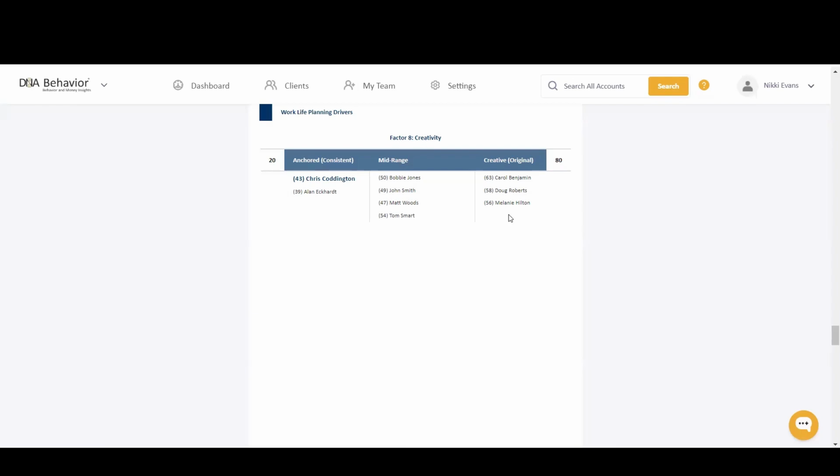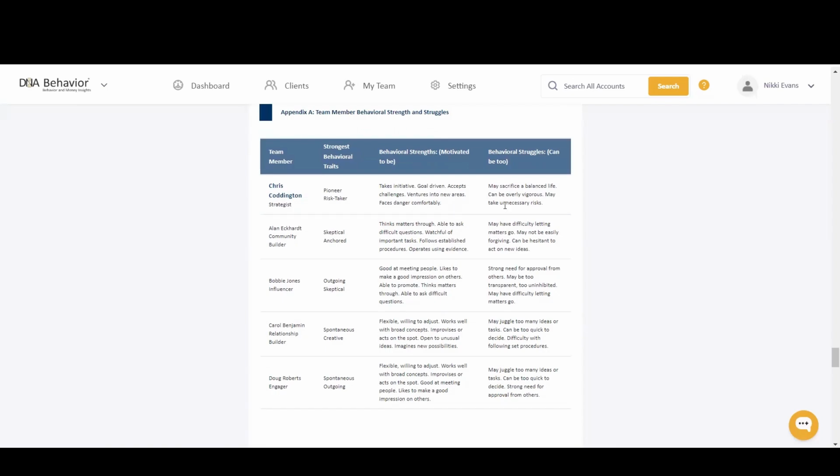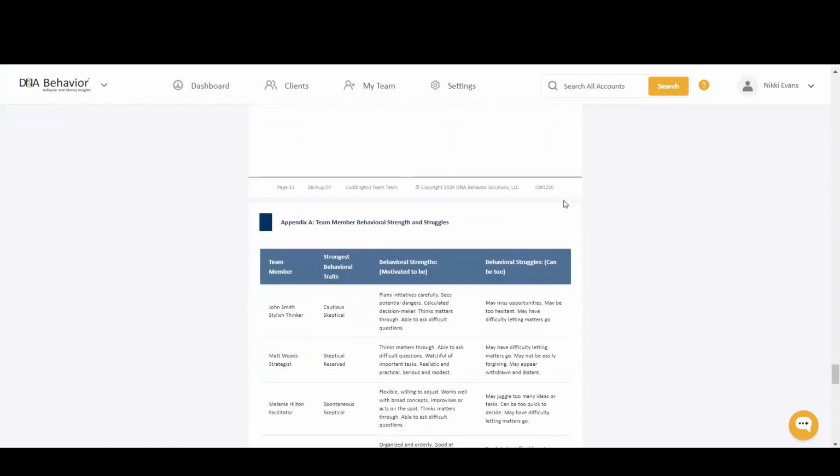So as you get more comfortable describing each of these traits, you can talk through how they might show up. And then I also prepare by looking at where might their strengths and struggles be. Again, based on their top two behavioral traits, you'll see that Chris is very good at taking initiative and being goal-driven and trying new things, accepting challenges, going into new areas, facing danger. But that may come at the cost of a balanced life or being overly vigorous about the goals that he's trying to make or overly ambitious about things, and may take unnecessary risk, which is probably why he's maybe asked John to come into the team.